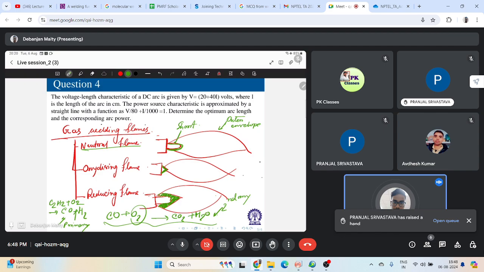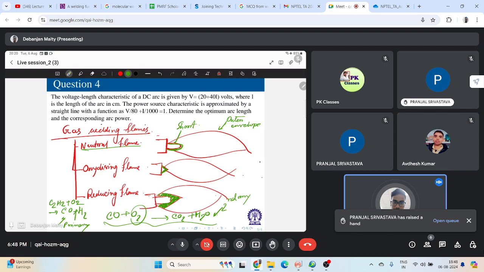Now, when will you prefer oxidizing flame? If you want to weld, let's say, brass material, because copper oxide covers the weld pool and it will prevent zinc from evaporating from the weld pool. So that is the idea of why you want to use oxidizing flame when you are joining brass material. So what is brass? It is copper plus zinc, right?